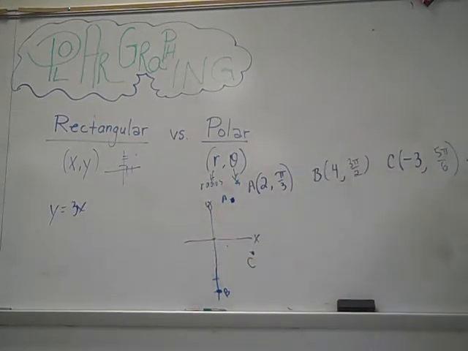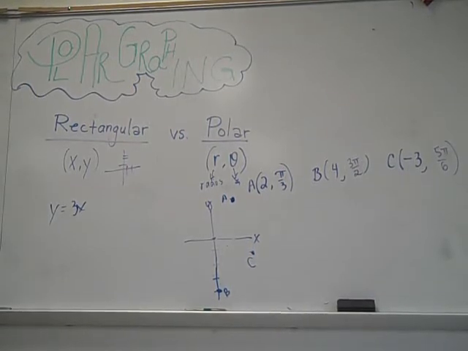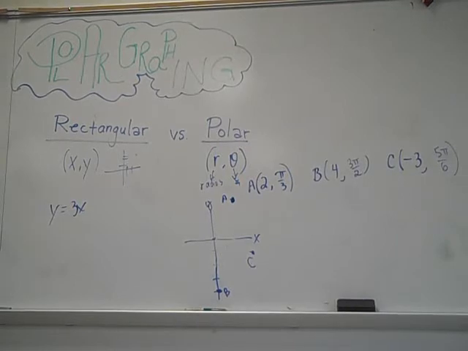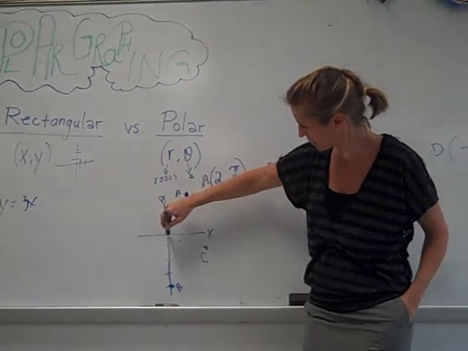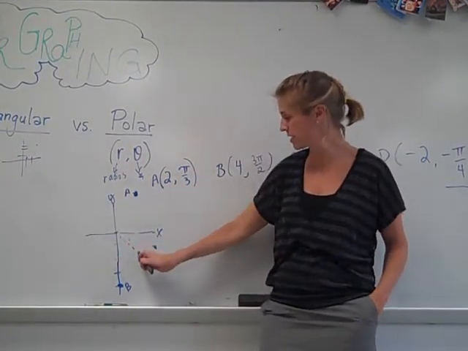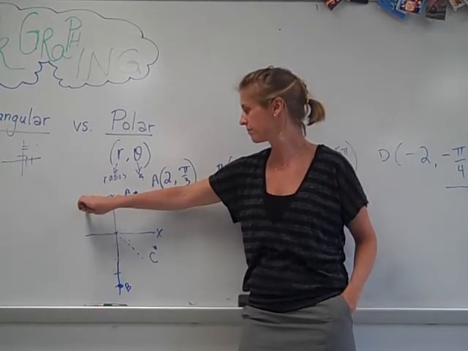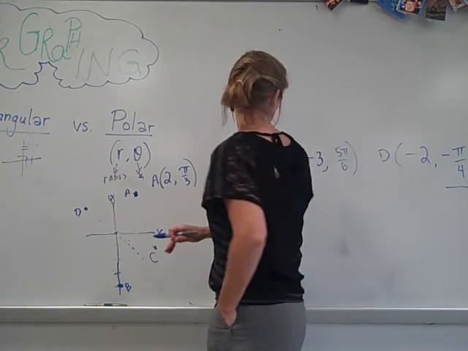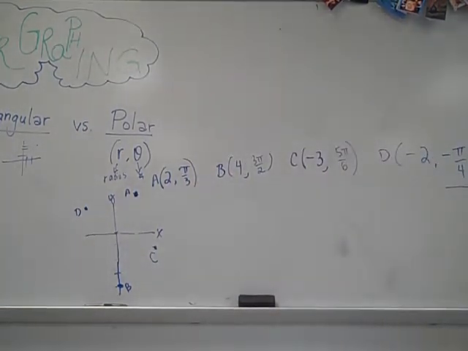So if they were both negative, say point D is negative 2 comma negative pi over 4. They're separate from each other. So first I'm going to find negative pi over 4, which goes this way. It's like here. And I'm supposed to move negative 2. So instead of being here close to C, I'm moving the other direction. So there's point D.